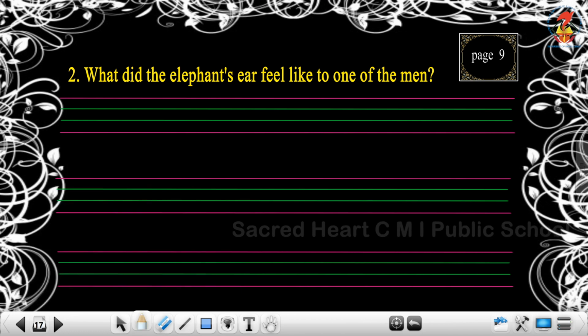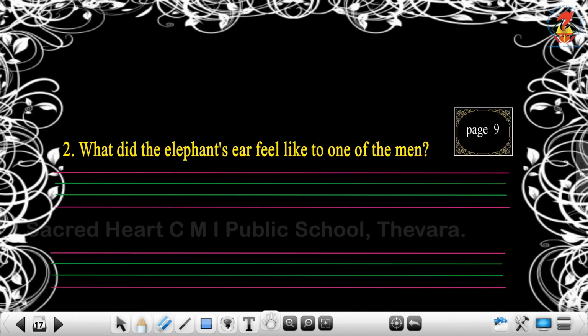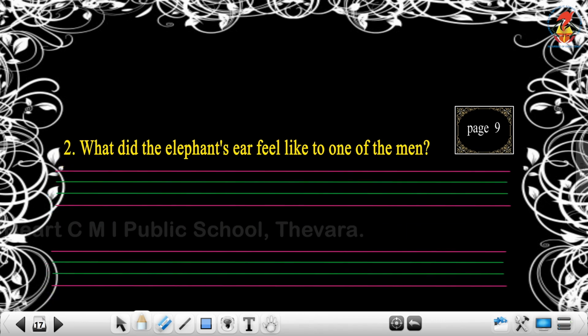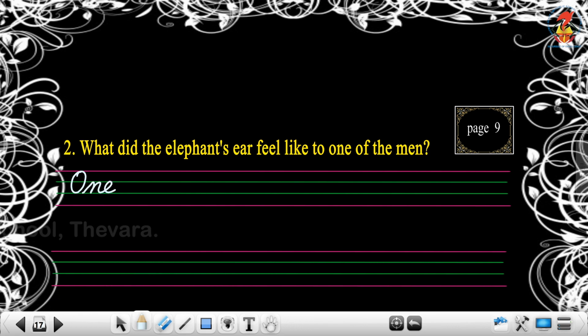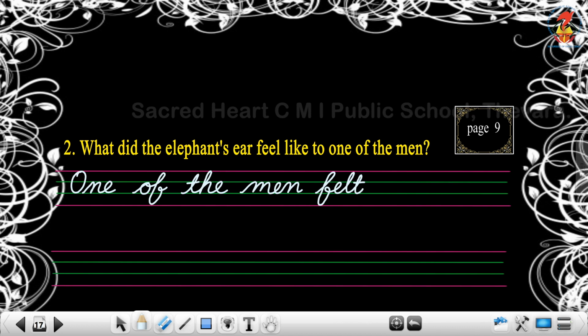Now, let's put this answer into our 4 lines. Start from the first line, capital O. We are beginning our sentence, so capital O. O-N-E, one. O-F, of. T-H-E, the. M-E-N, men. F-E-L-T, felt. Cut for T, and T shouldn't touch the first line.